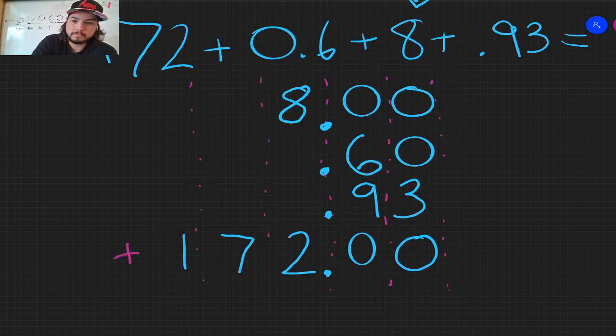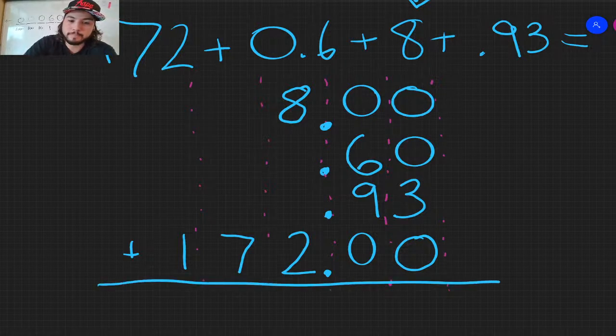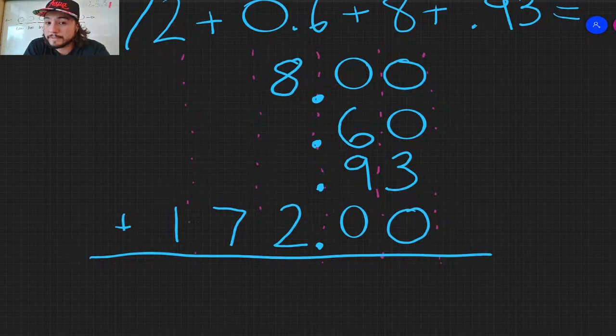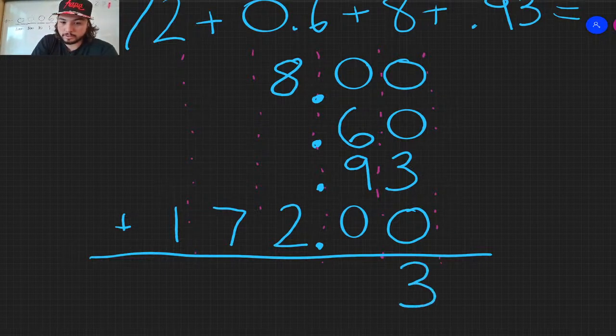Now, oops, I'm going to keep my blue here. Now that we've got them stacked up, let's add them, starting with your place of the smallest value, just like you would when adding whole numbers. So start in the hundredths place. 0 plus 0 plus 3 plus 0, well, that's just 3 in the hundredths.